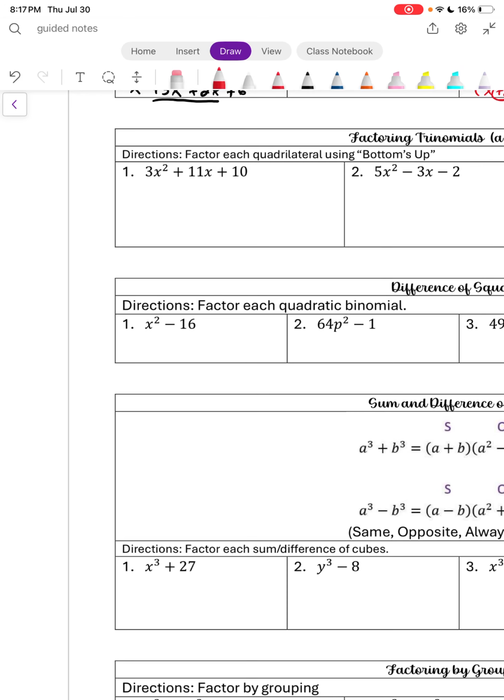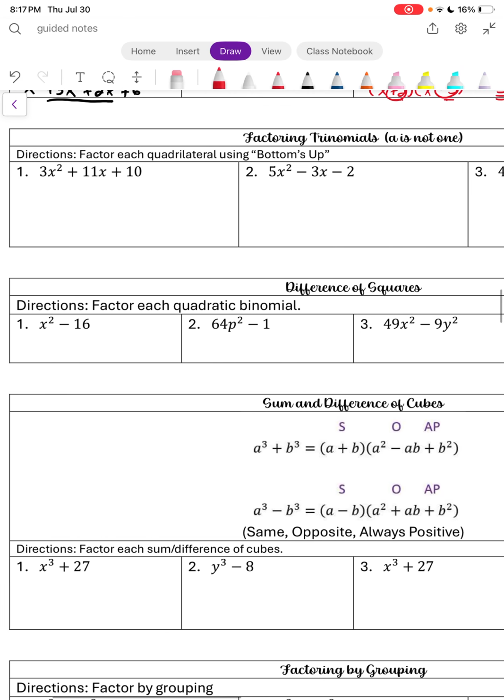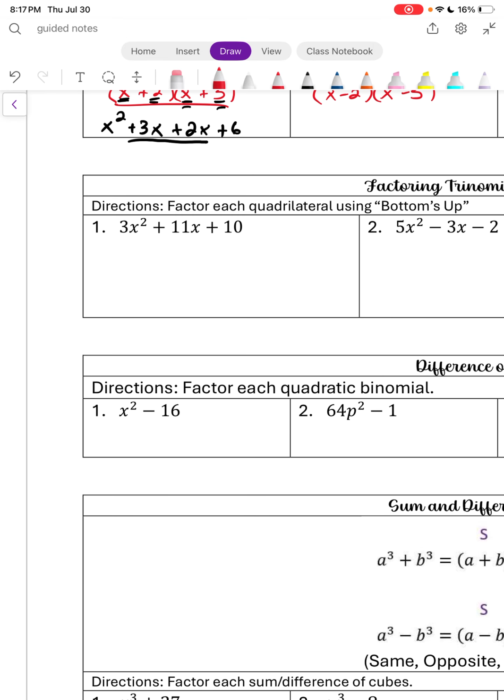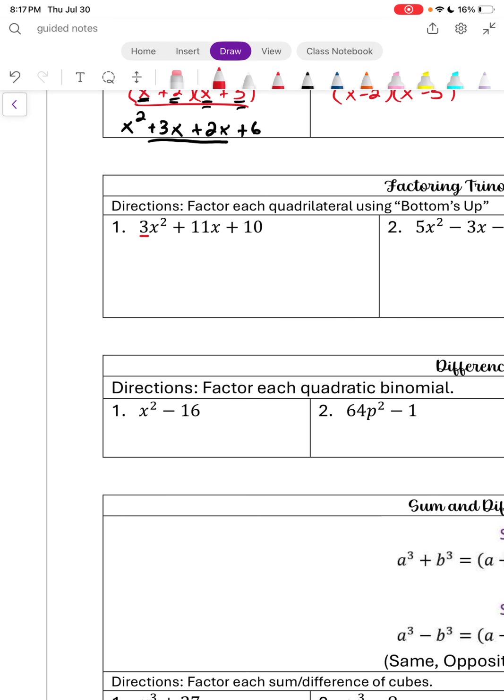Okay, next we're going to factor with what's called bottoms up. Now let's talk about when bottoms up is necessary. Now notice there's a number out front. We call that value an A value. If A is not 1, if you don't have just plain x squared, we'll try to do something first.